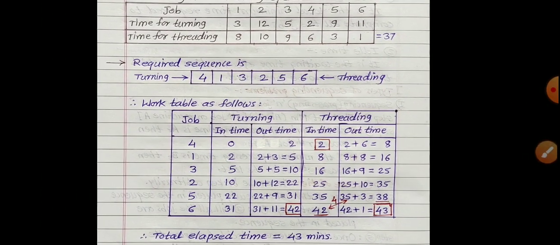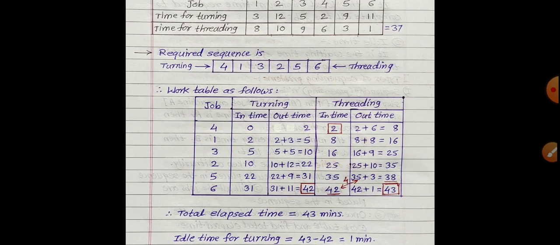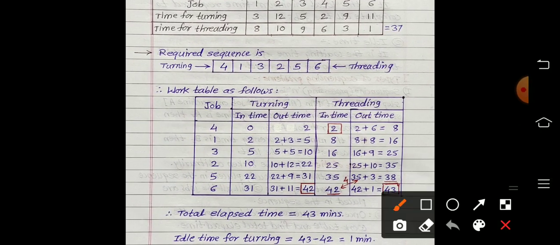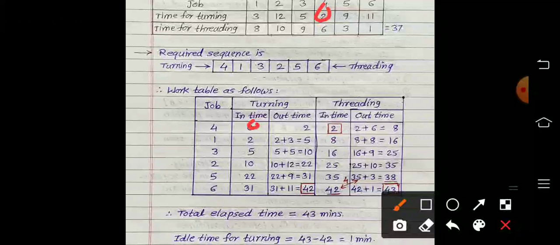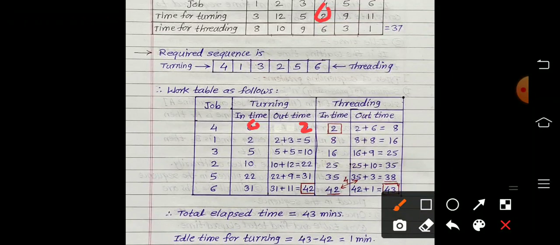Simultaneously you check that. See here. So start from the time 0. Now turning machine. What is the job? Job number 4. What is the time given for the 4th job? Check here. Now time is 2. So that we write 2 here. Next. Now the same time is the start for the next, that is 2, for the first job. Now first job, what is the time required for the turning machine? The time is 3. Check here. So 2 plus 3 is what? 5. Same time is the in time for the next, that is 5.